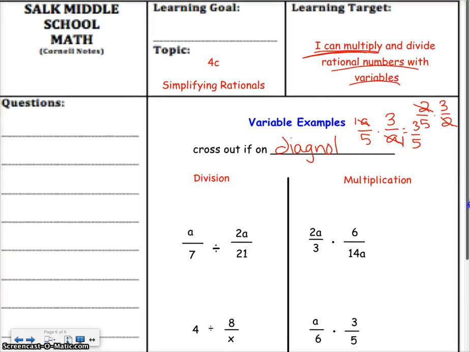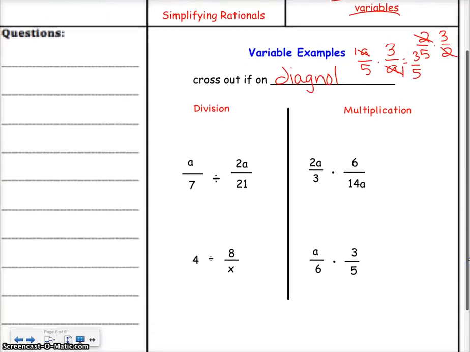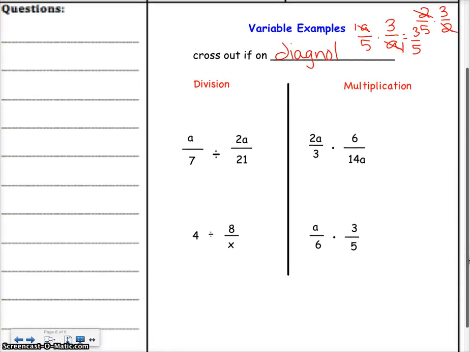If you struggle with that, by all means, you don't have to cross it out. I'll show you 2 strategies here with these examples. So 2a over 3 times 6 over 14. I'm going to do this in 2 different methods, and you can choose what you like the best. I see a's on the diagonal, so I'm going to cross them out. I can also cross simplify my 2 and 14. That would turn to 1, and this would turn to 7. I can cross simplify my 3 and 6: 1 and 2. Then top times top, 1 times 2 is 2, over bottom times bottom, 1 times 7 is 7. So that's method 1, where I crossed out the variable right away.